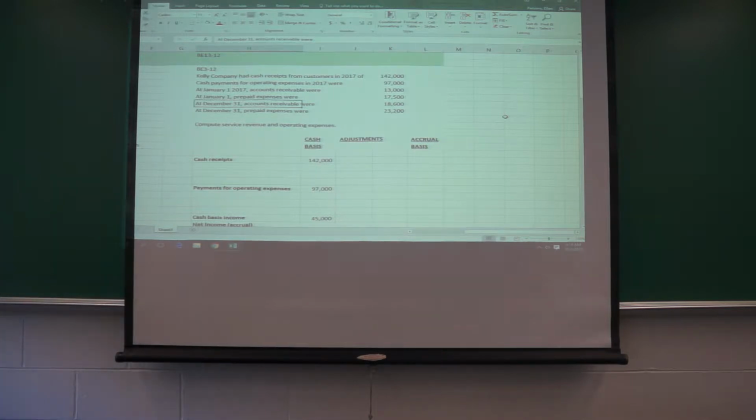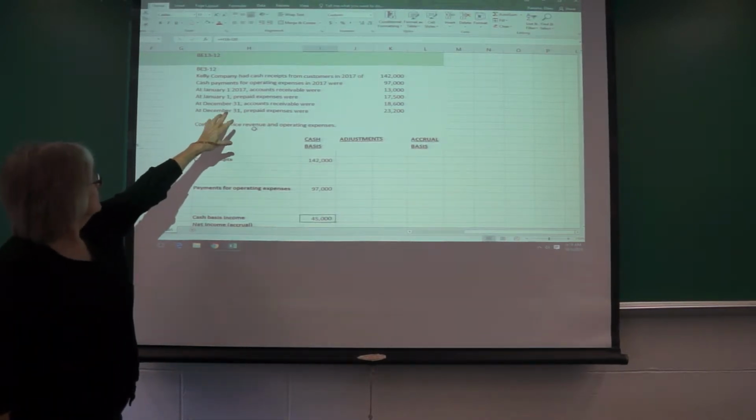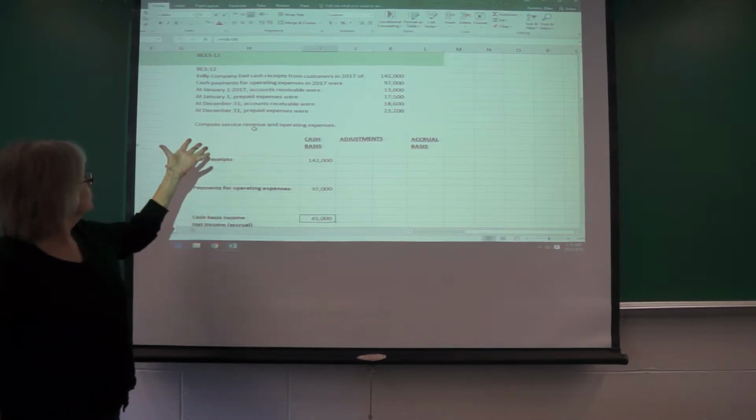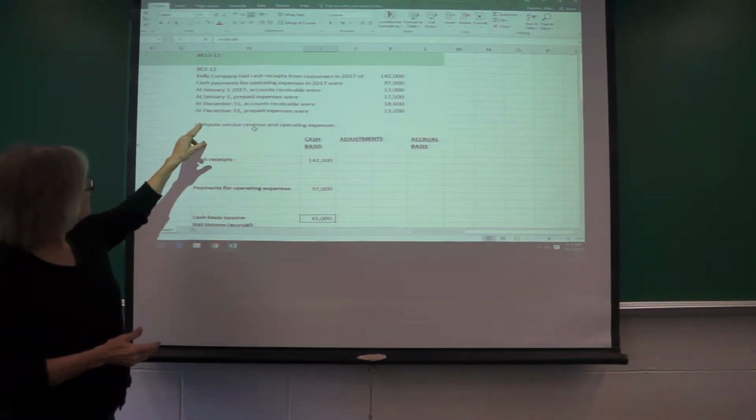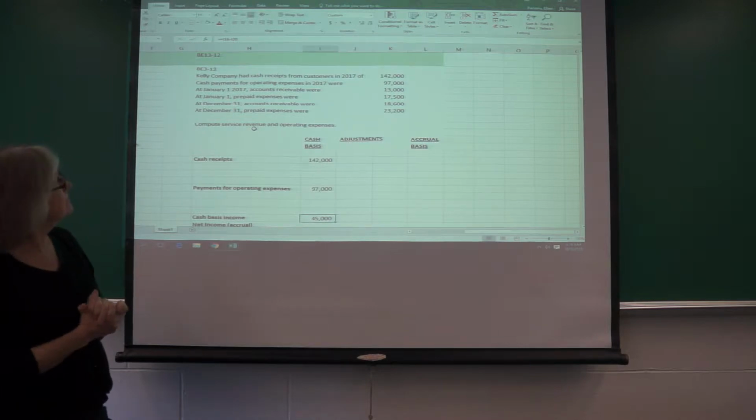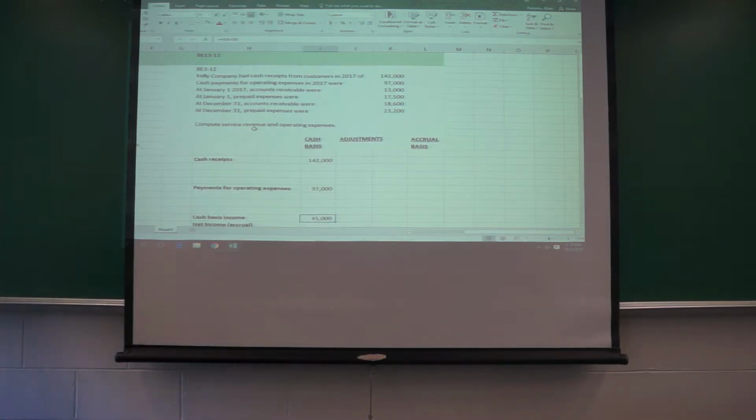Okay, so in this problem, I think this is brief exercise 3-12. You've got the Kelly Company, cash receipts of $142,000. Their payments during the year of 2017 were $97,000. So their cash basis income is $45,000. So if we want to get that to an accrual basis, we have to consider the receivables and payables and prepaid expenses, or the receivables and the prepaid expenses for the beginning and the end of the year.